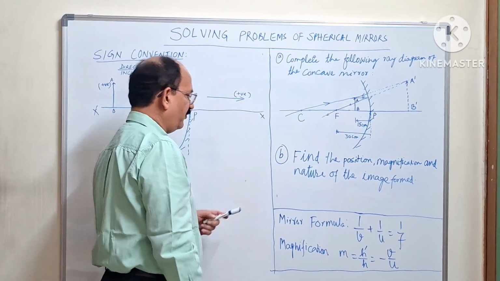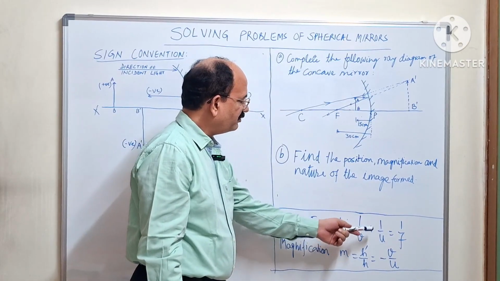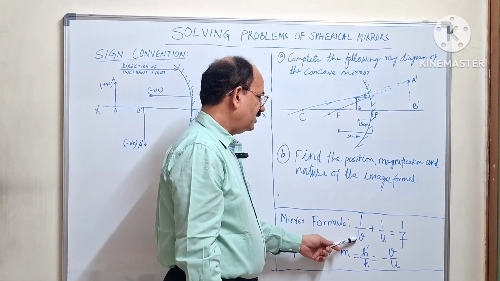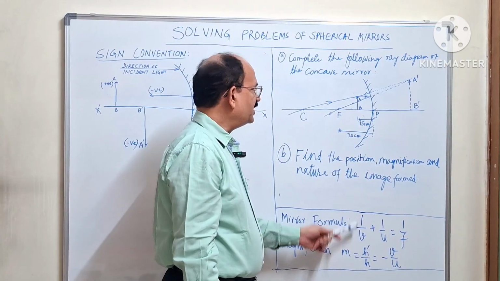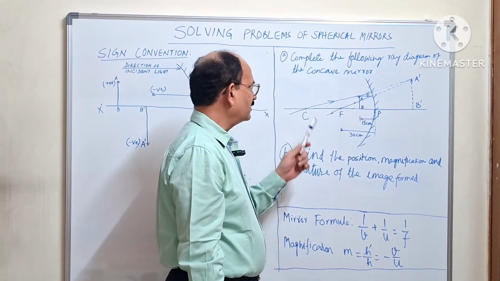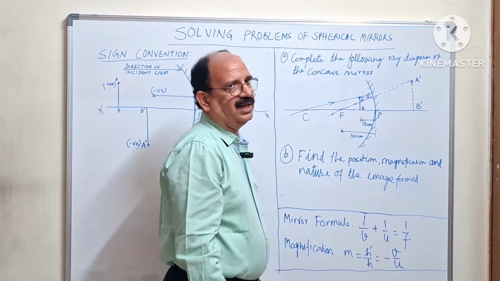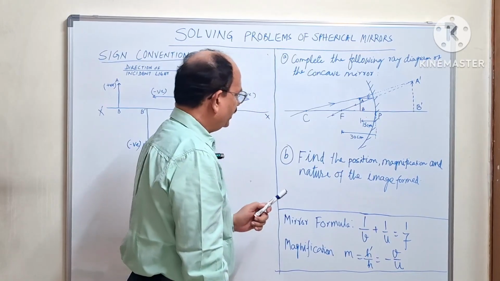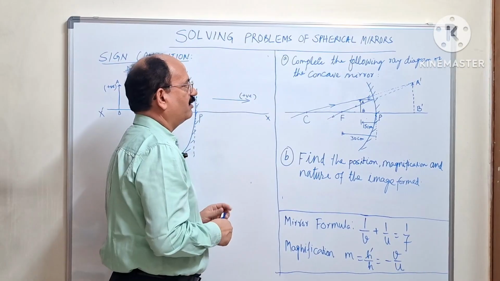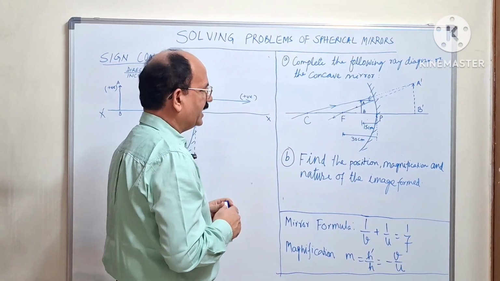But before solving that, we will be using the mirror formula. Mirror formula is 1/v plus 1/u is equal to 1/f. v is the distance of the image formed from the pole, u is the distance of the object from the pole and f is the focal length. Now this is a case of a concave mirror. So if it is a concave mirror, the focal length will be negative.